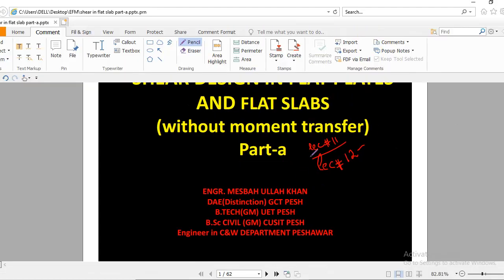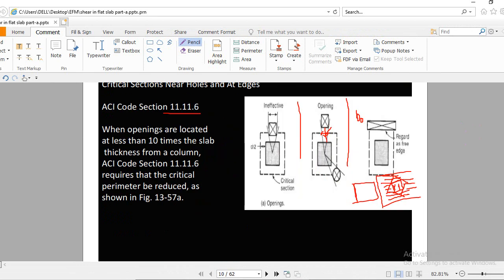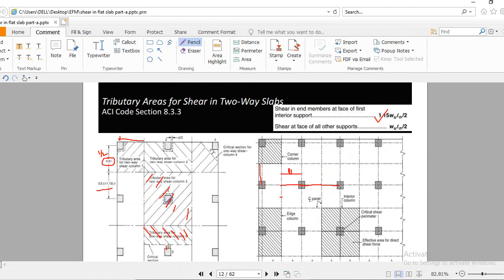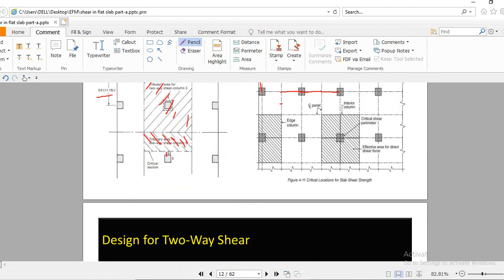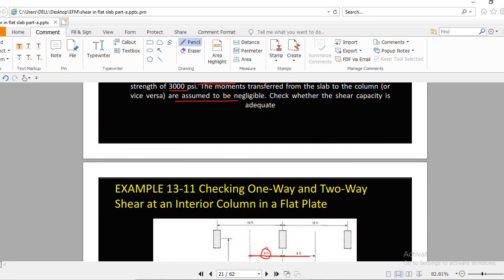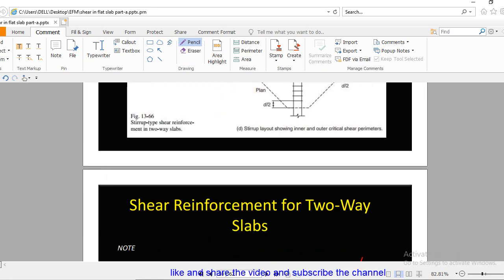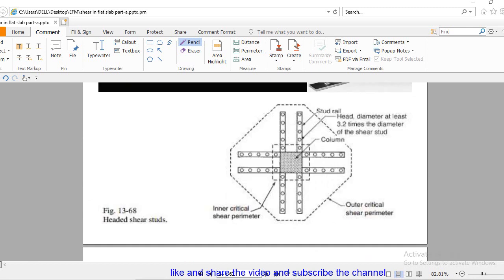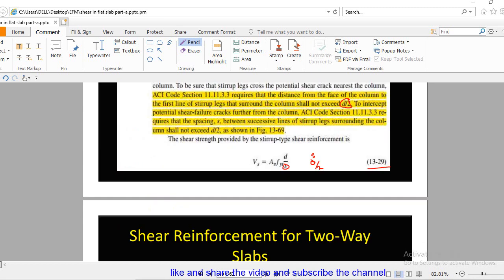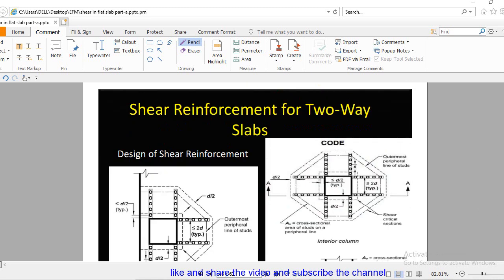Some examples. So these are the portions which we covered in lecture number 11: the different cases, and how to calculate tributary area for punching shear in the case of one-way beam shear. We covered some examples as well, but in today's lecture, lecture number 12, we will cover three to four examples over the design of shear stud reinforcement.